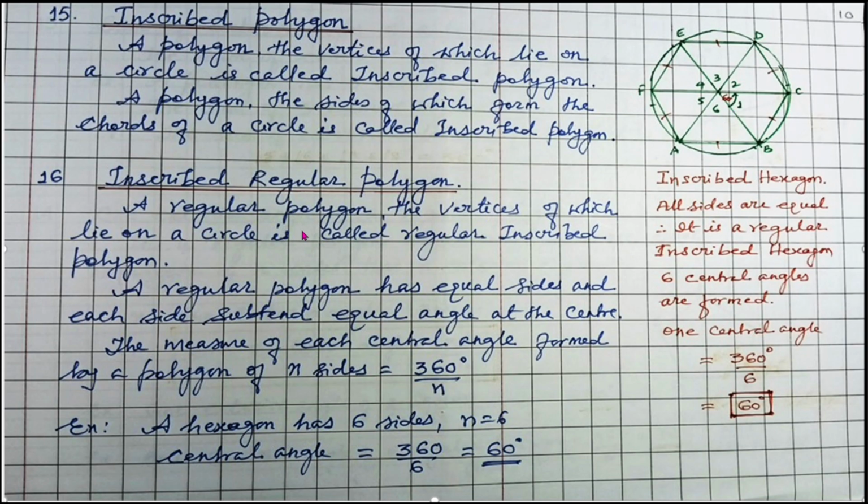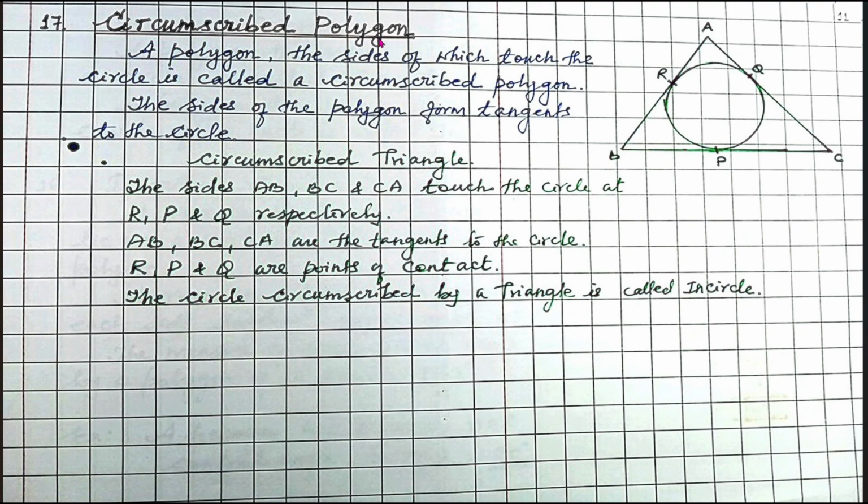Inscribed regular polygon. A regular polygon, the vertices of which lie on a circle, is called a regular inscribed polygon. A regular polygon has equal sides and each side subtends equal angles at the center. The measure of each central angle formed by a polygon of n sides is 360 degrees by n. Now if you consider a regular hexagon, it has 6 sides. Then the angle subtended at the center is 360 degrees by n, and that is 60 degrees. Remember that.